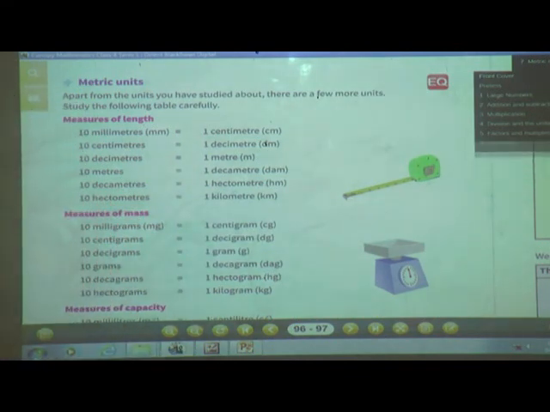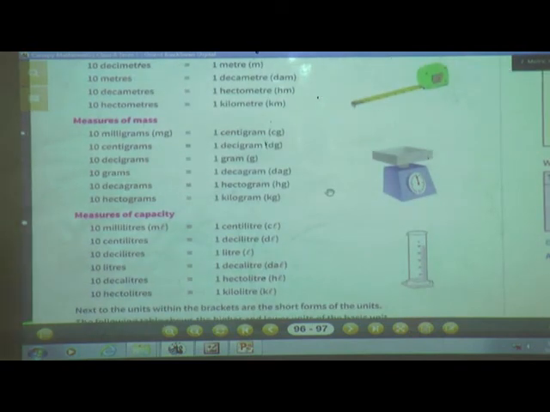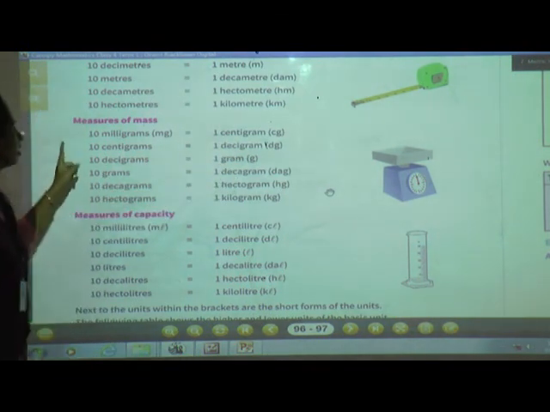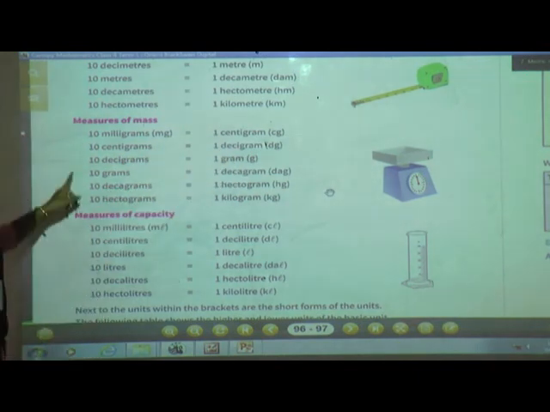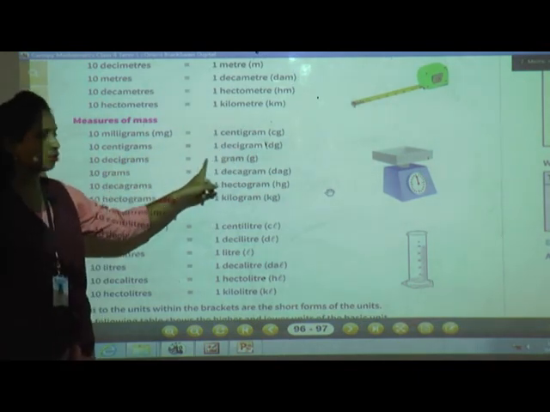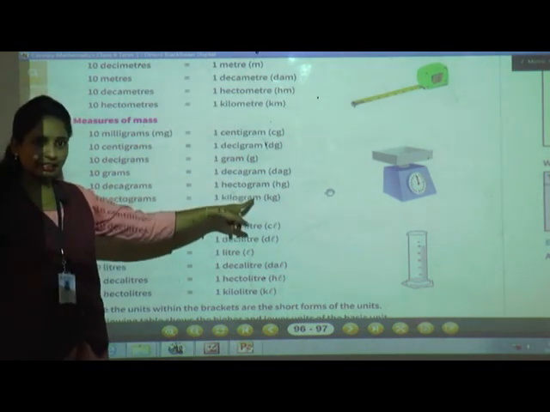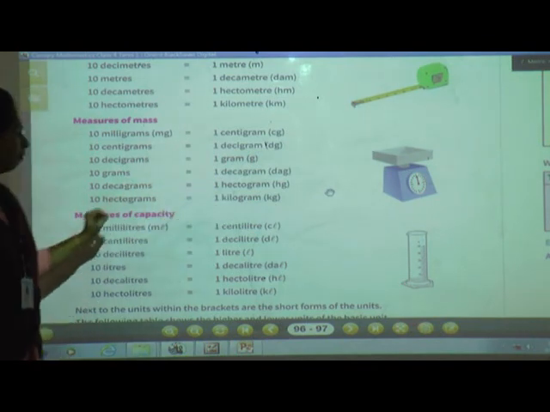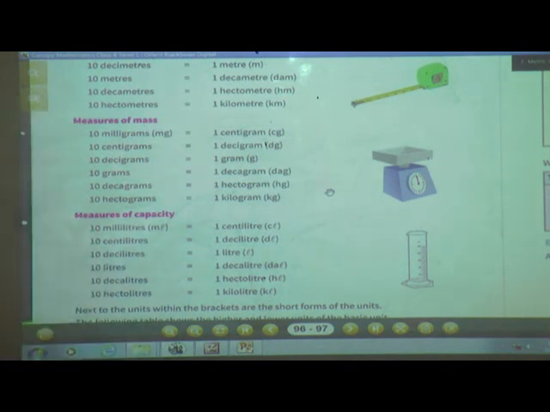The next, measures of the mass. See, 10 milligram, that is mg, is equal to 1 centigram. 10 centigram is equal to 1 decigram. 10 decigram is equal to 1 gram. 10 grams is equal to 1 decagram. 10 decagram is equal to 1 hectogram, and 10 hectogram is equal to 1 kilogram. See how we measure the mass?